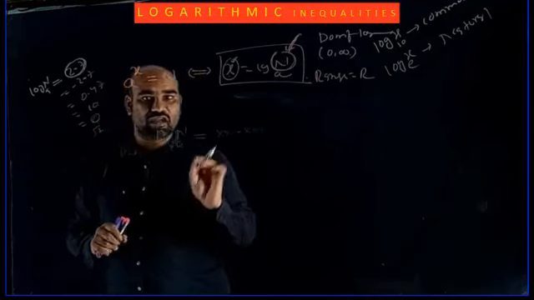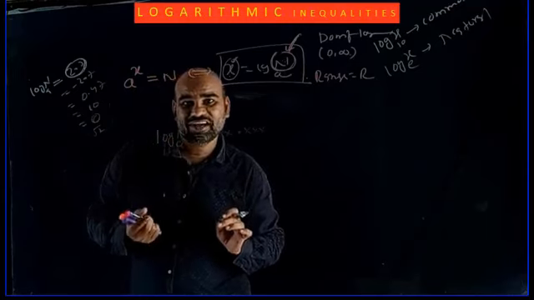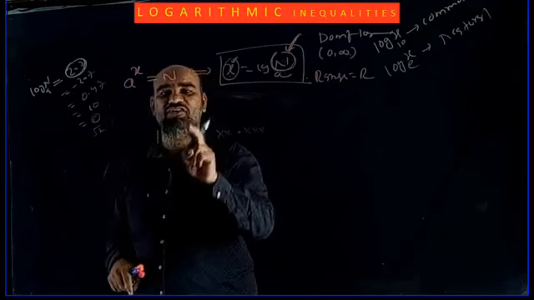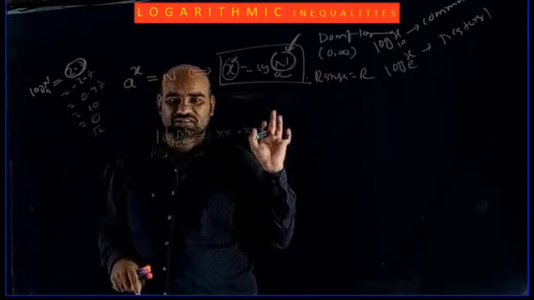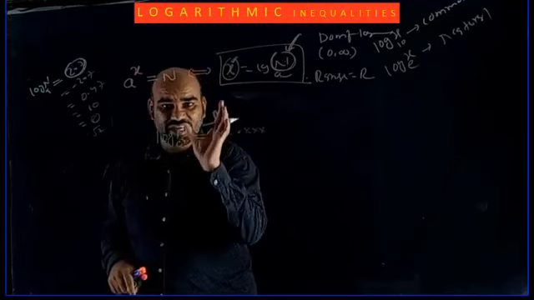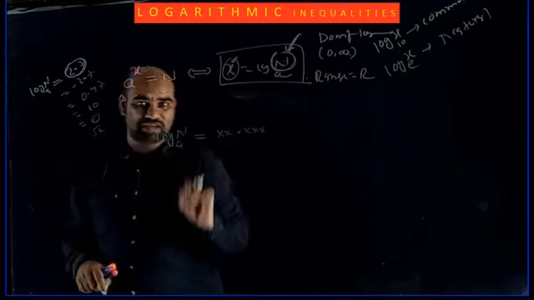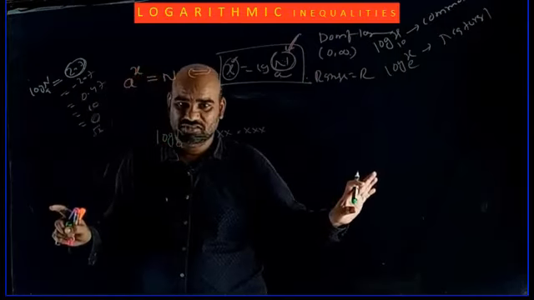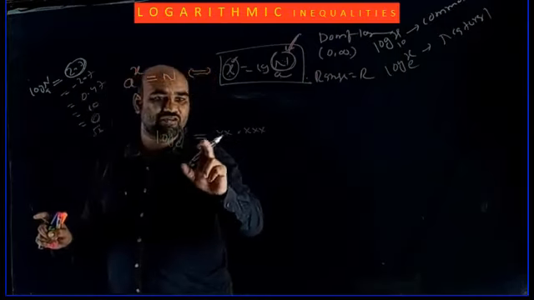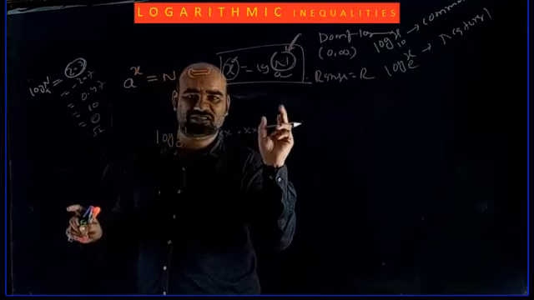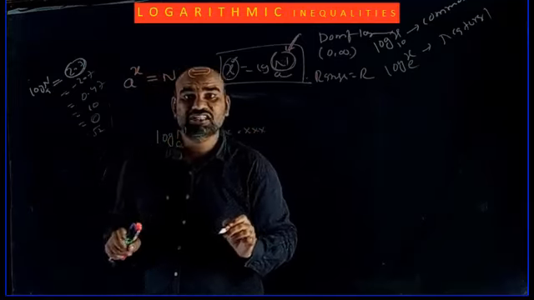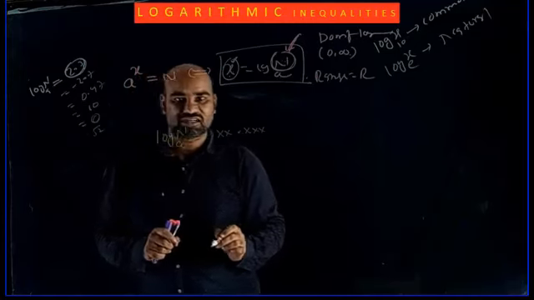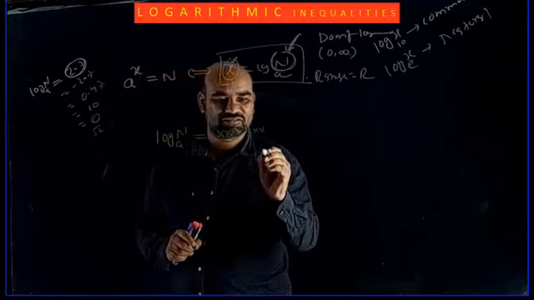Okay. Now, I want to define what is the mantissa and characteristic of a logarithm of n to the base a. Important. First of all, you want to define the mantissa, then the characteristic. Log n base a equal to xx.xxx. The positive decimal part is called the mantissa. Positive decimal part.